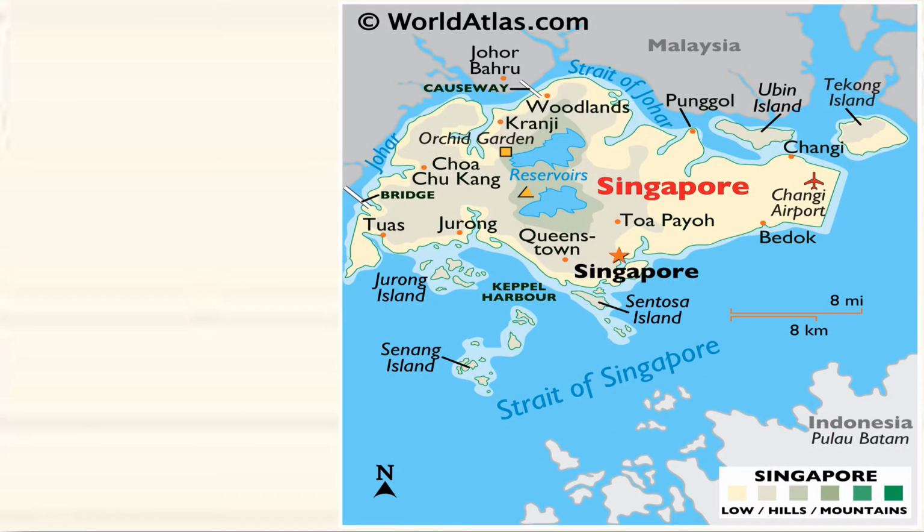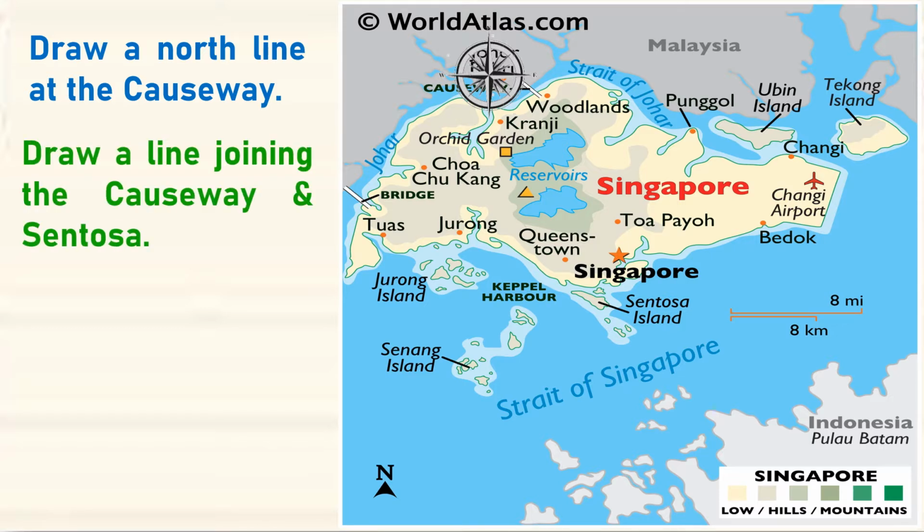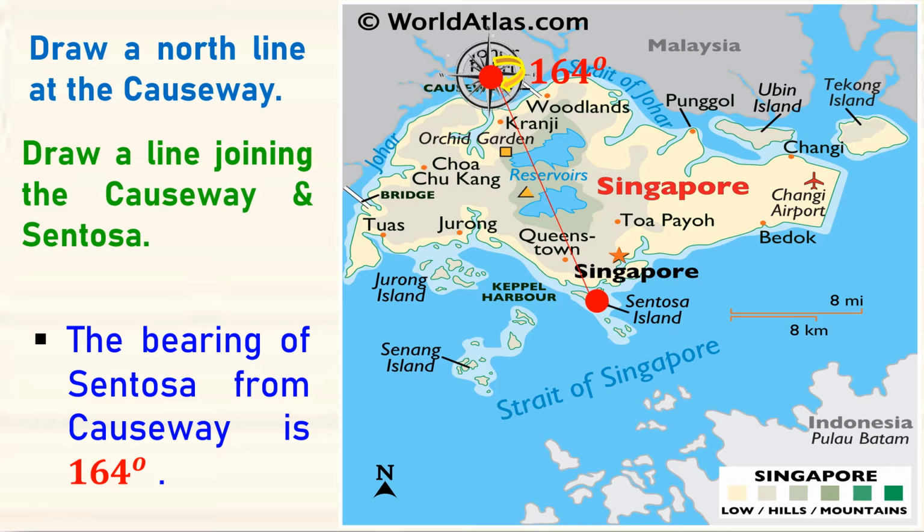So take a look at this map. Let's draw a north line at the causeway. First, we are going to locate the causeway. So here it is, and then we are going to draw a north line. North line meaning the north, east, west, south. And then we are going to draw a line joining the causeway and Sentosa. So here's the Sentosa. Let us put a dot, and then let us draw a line. And from here, we have the bearing 164 degrees. So we can conclude that the bearing of Sentosa from causeway is 164 degrees.